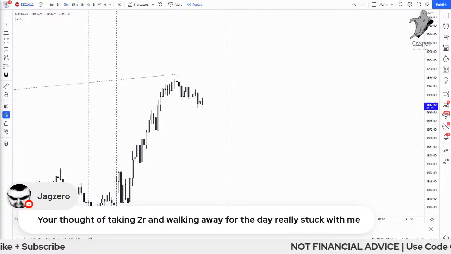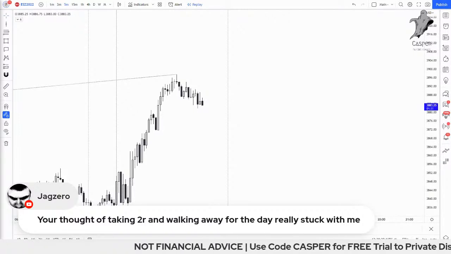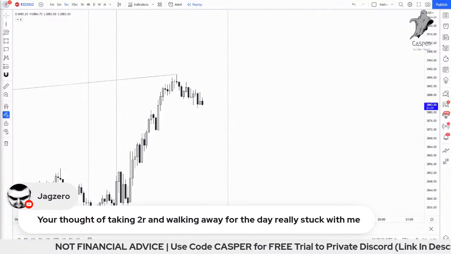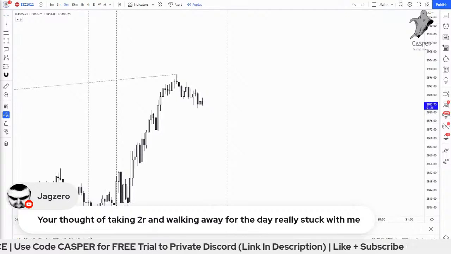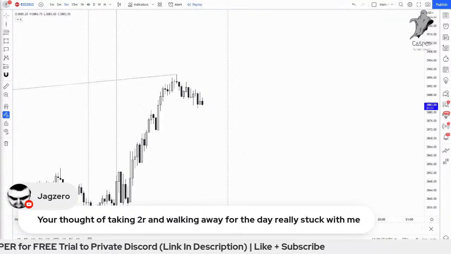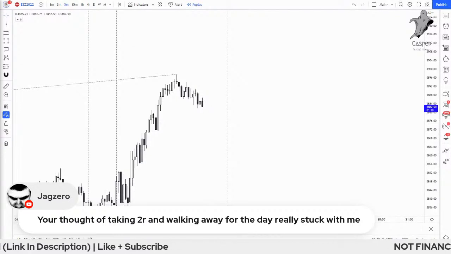But the way I look at it, if you can get 3 2R trades, 6R in a week, that's a beautiful week. That is an absolutely beautiful week. I mean, if you're on a funded account and you're risking 1%, that could be your month.